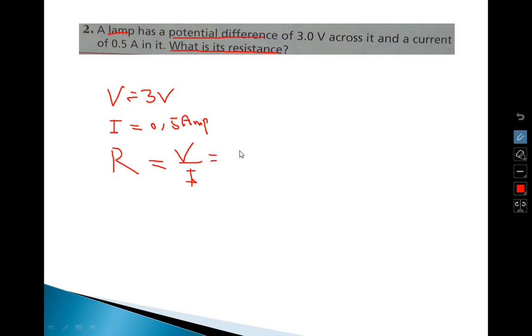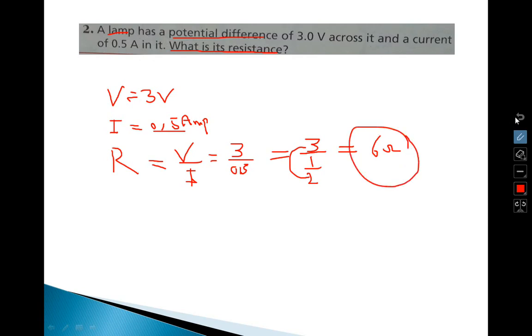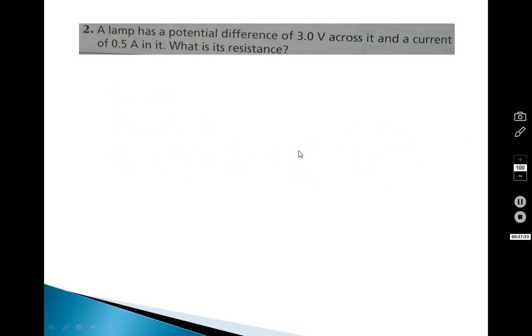V is 3 over what? 0.5. 3 over 0.5 ampere. So it's equal to what? 3 over 1 over 2, which is 6 ohm. So the resistance that makes the voltage on this lamp equal to 3 with current 0.5 must be what? 6 ohm. Okay.